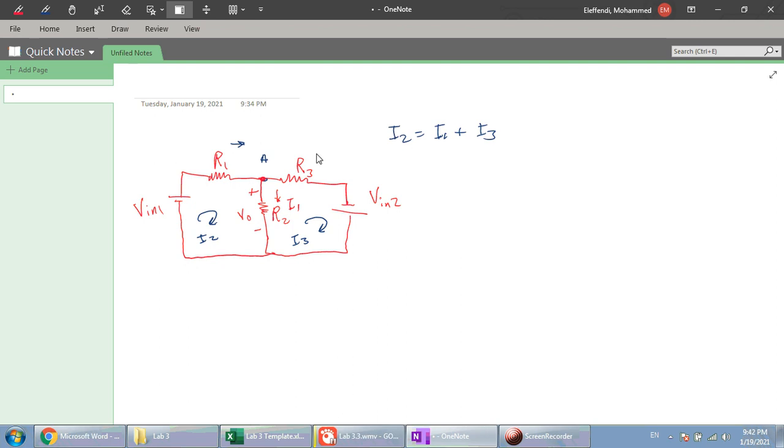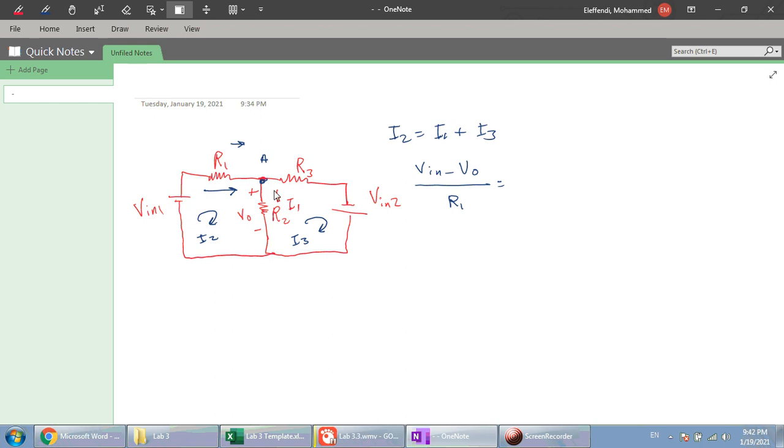After that, I'm going to get rid of the current terms by using Ohm's law. So let's look at I2. I2 flows through R1. So how can we get rid of I2? Using Ohm's law, I equals V divided by R. I2 goes this way, right? It goes from here to here. So what is the voltage on this side of R1? It's going to be V in 1 minus the voltage at this point. What is the voltage at this point? It's going to be V out. So V in 1 minus V out divided by R1.